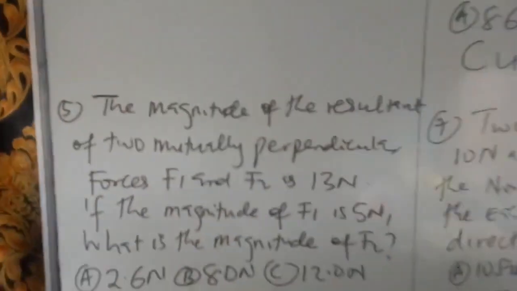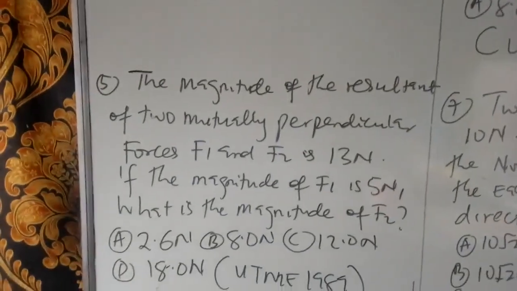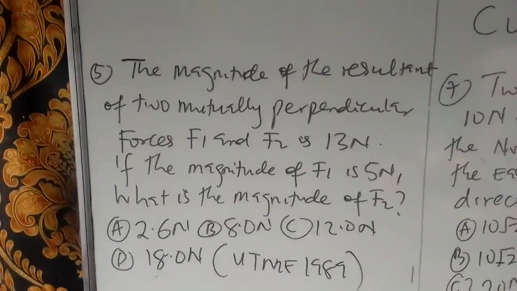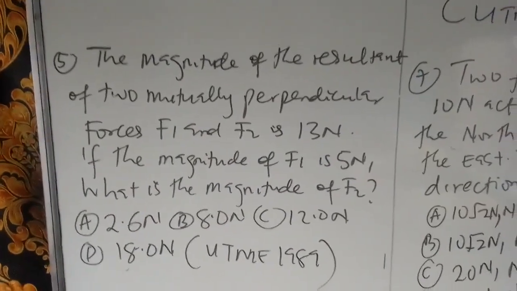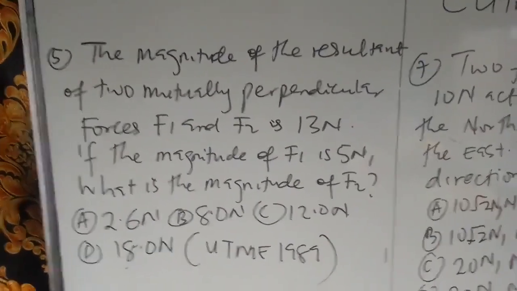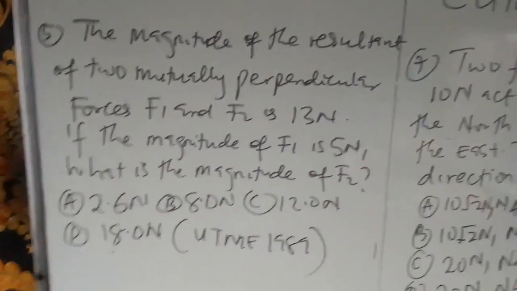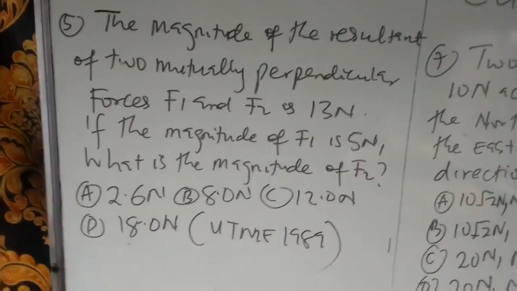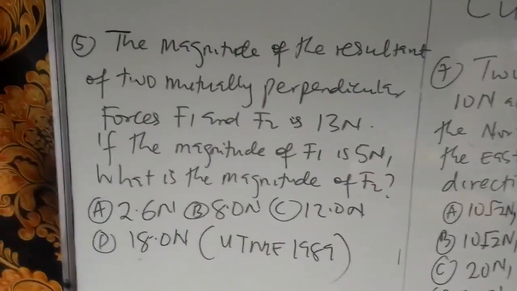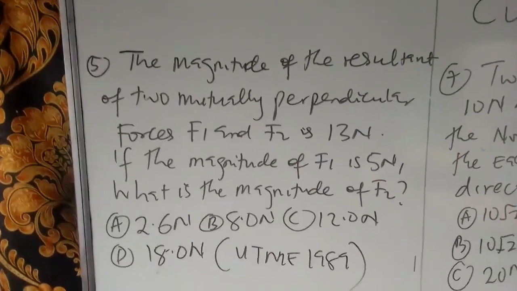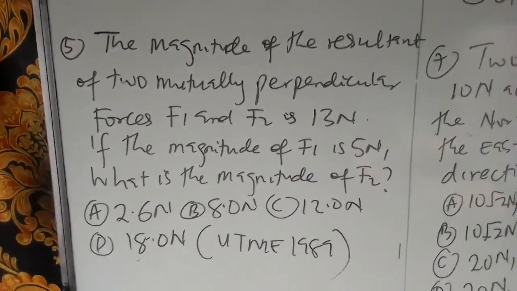Number 5 says the magnitude of the resultant of two mutually perpendicular forces F1 and F2 is 13 Newton. If the magnitude of F1 is 5 Newton, what is the magnitude of F2? Option A, 2.6 Newton. Option B, 8.0 Newton. Option C, 12.0 Newton. Option D, 18.0 Newton. UTME exam 1989. So let's look at this question once more.